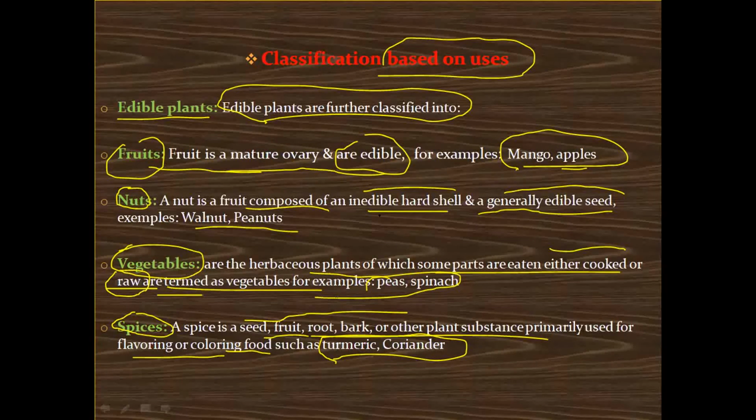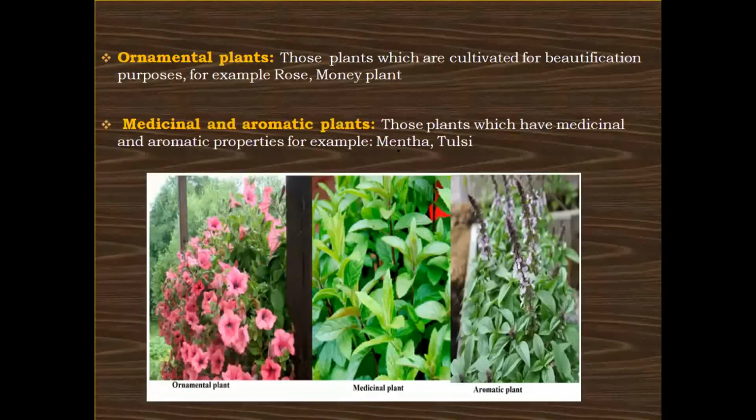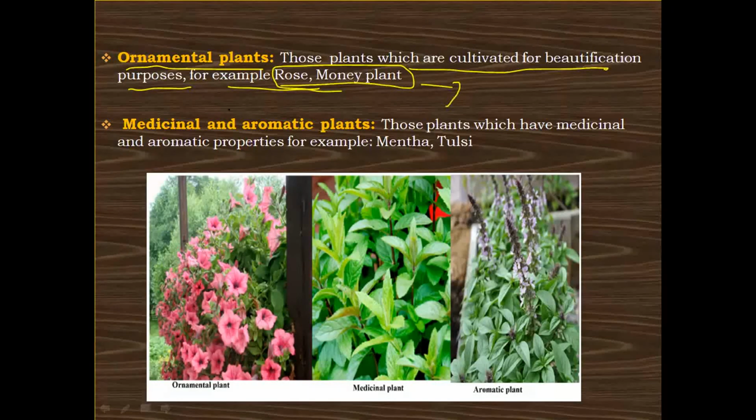So these are the classes of horticulture crops based on their uses. The next one is the ornamental plants. These are the group of plants which are cultivated for beautification purposes, for example rose and money plants. And these ornamental plants may be flowering or non-flowering.